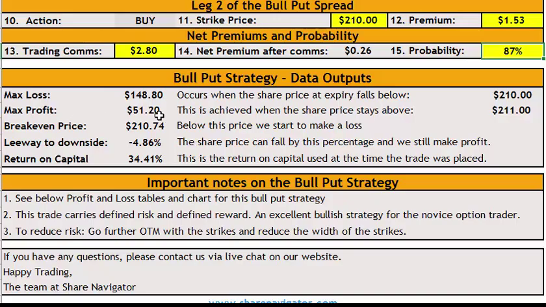The next line, our max profit, is $51.20. That's simply equal to the credit we've taken in multiplied by the number of contracts that we've done. This is achieved when the share price finishes above $211. Our break-even price for the trade is simply the higher strike minus the credit that we took in, which is 210.74. So once we're above 210.74, we're making some sort of profit in this trade. Anything below that, we start to make a loss. And you can see here we've got our leeway to the downside of minus 4.86%. What does that mean?